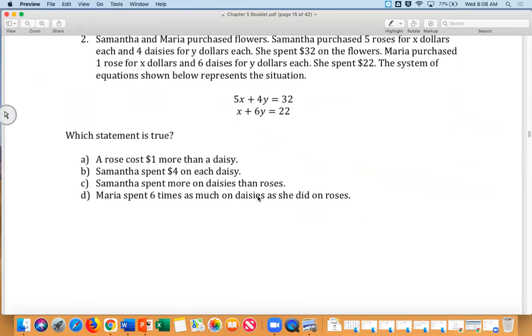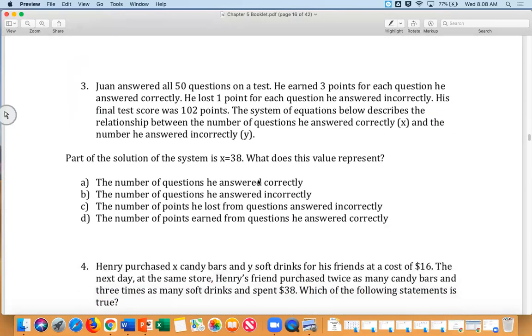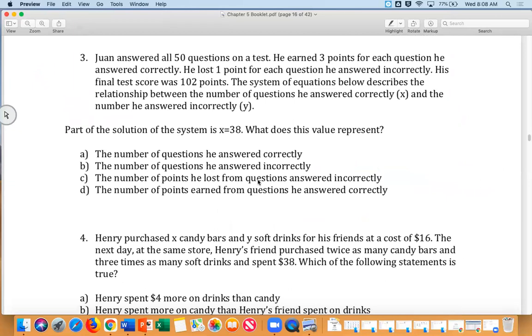All right, we're going to continue on with these problems. Let's turn to number 3 to talk about Juan. Juan answered all 50 questions on the test. He earned 3 points for each question he answered correctly. He lost 1 point for each question he answered incorrectly. His final test score was 102. The system of equations below describes the relationship between the number of questions he answered correctly and the number he answered incorrectly. As part of the solution of the system is x equals 38. What does this value represent?